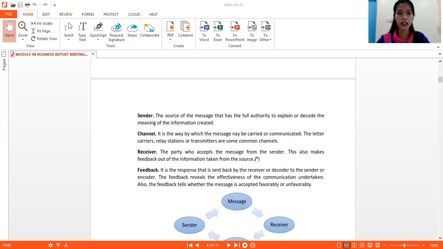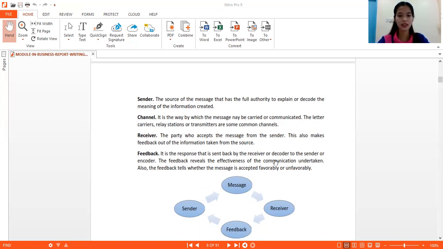Next element is the receiver, the party who accepts the message from the sender. Of course, receiver, sino yung makakatanggap ng message mo? It is also the listener. Take note that the receiver and the sender can also be the listener. Dahil you will not understand the message without even listening. Kaya tandaan po na malaking bagay ang pakikinig.